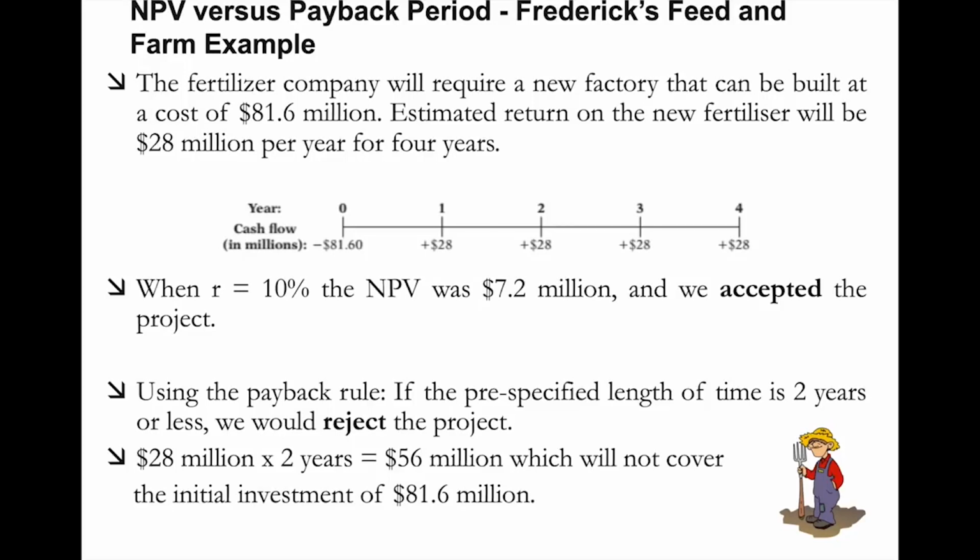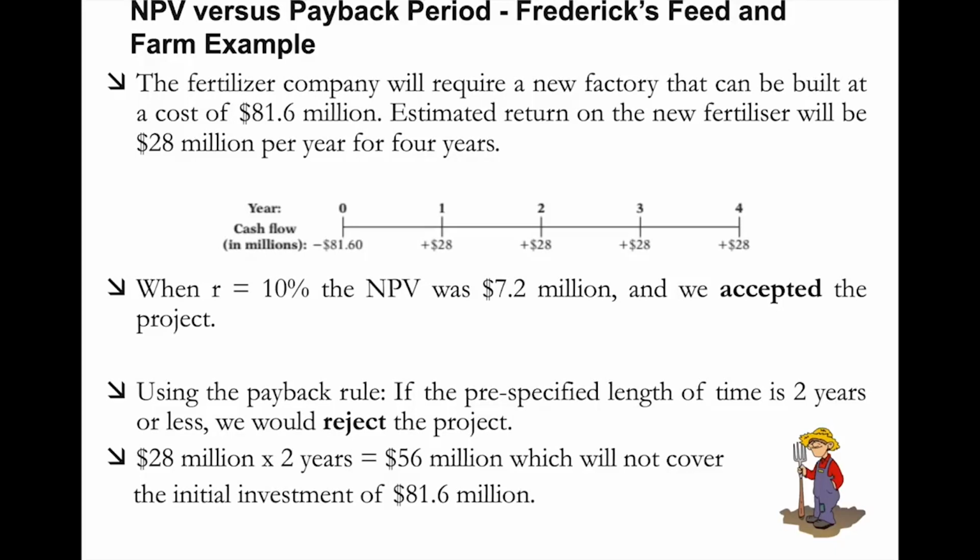Well, in year 1, we earned $28 million. Year 2, we earn another $28 million, so that gives us $56 million cumulatively. And then in the third year, we would have another $28 million, and cumulatively that would be $84 million. So it's not until the third year of cash flows that we pay back that initial investment of $81.6 million.